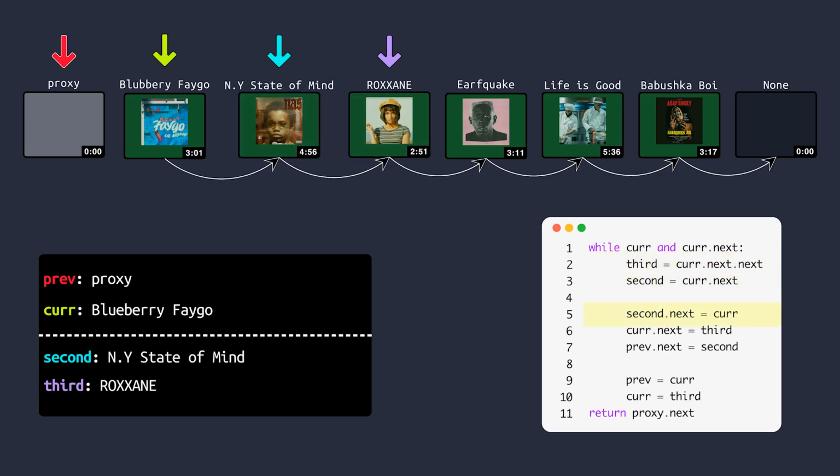Here, I'm trying to swap Blueberry Faygo with New York State of Mind, so I reverse New York State of Mind's next pointer to it. I then set Blueberry Faygo's next pointer to Roxanne. Hope you now see why we even need that variable called third.